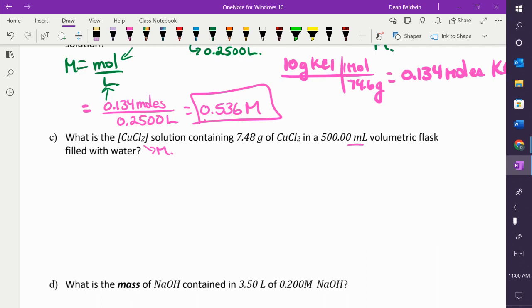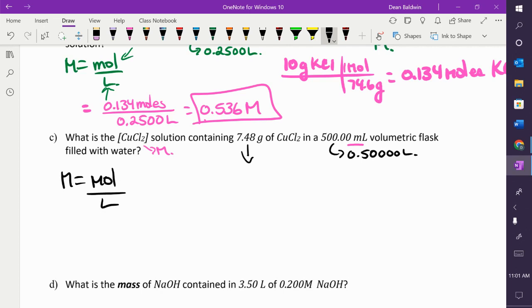Do I like my volume in liters or in milliliters? You want liters. So 500 mils is how many liters? 0.5. So this is 0.50000 liters. Do we like grams? No. Grams are good for when you're measuring stuff out, but what we want when we're calculating concentration is moles per liter, right? This is our formula.